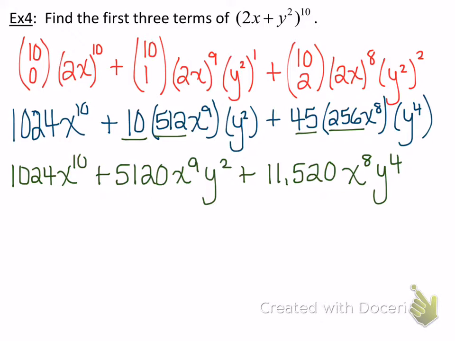Yes, the numbers are huge because we are raising it to the 10th power, so that should make sense. Now, earlier I said a couple of things to remember, and the first thing was the number of terms you have after you expand is one more than the exponent we started with. Well, our exponent is 10, but I only asked you for the first 3, so you're not going to have 11 terms.